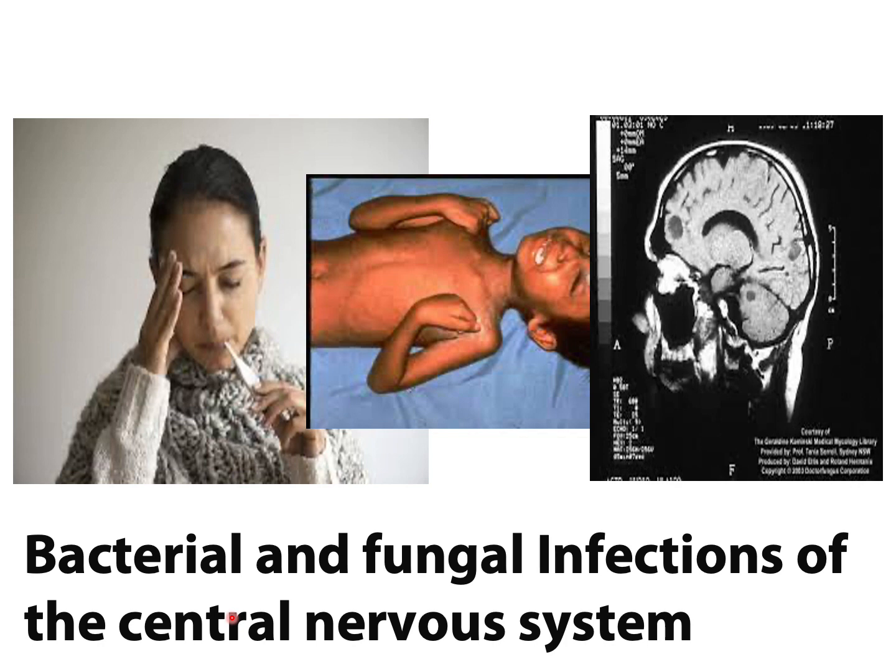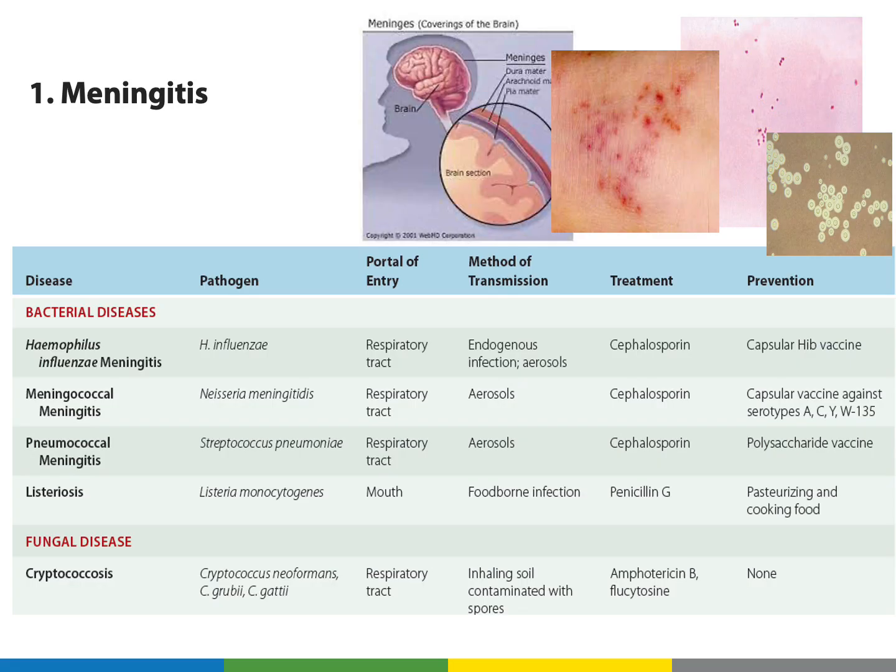Lastly, let's now discuss bacterial and fungal infections that affect the central nervous system. So you have meningitis. Meningitis is caused by either bacterial, fungal, protozoal, or viral agents. For this discussion, we'll talk about bacterial and fungal diseases.